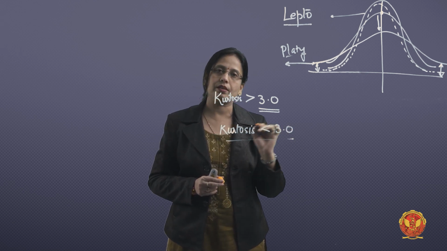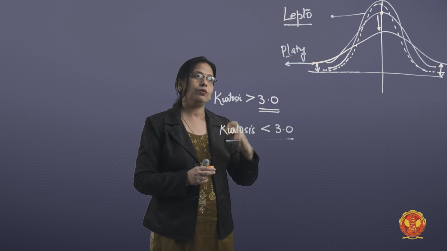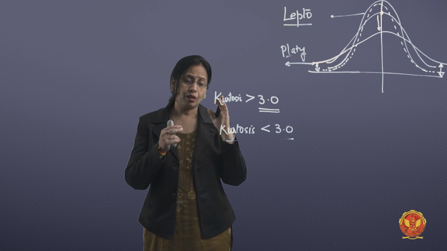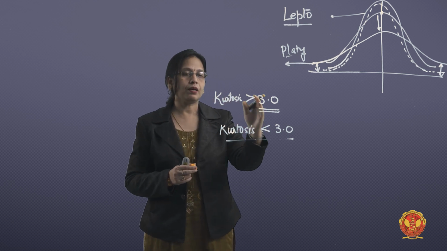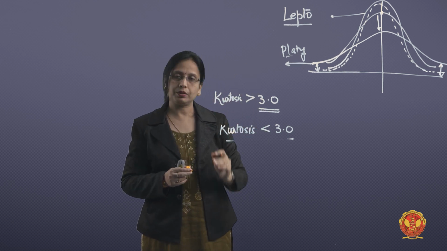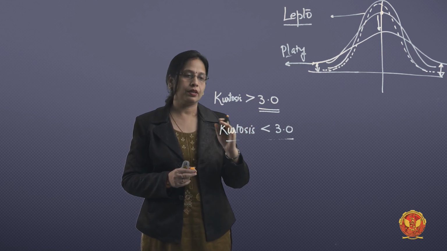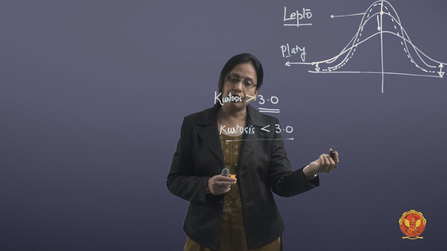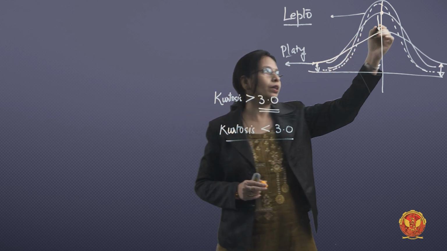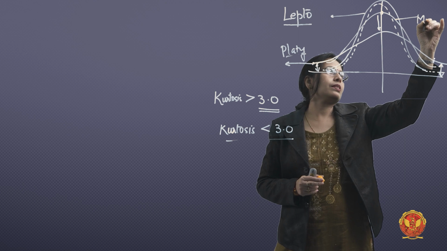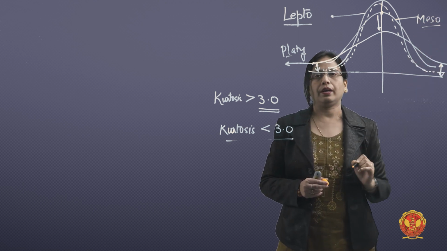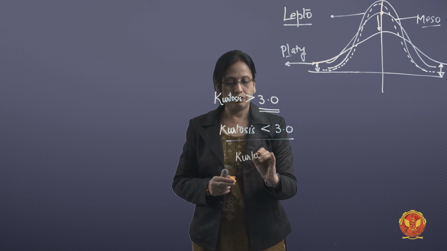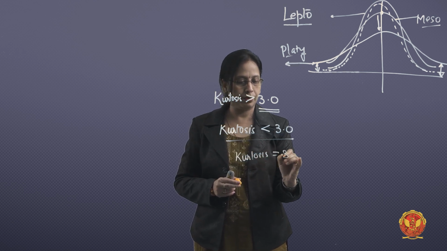The value will come less than 3. Why 3.0? That can be taken care of under some other topic, but this is a reference. If it comes more than 3, we call it leptokurtic. If it is less than 3, we call it platykurtic. What happens when it comes equal to 3? When it comes equal to 3, it is called mesokurtic. So in mesokurtic, the kurtosis will come equal to 3.0.